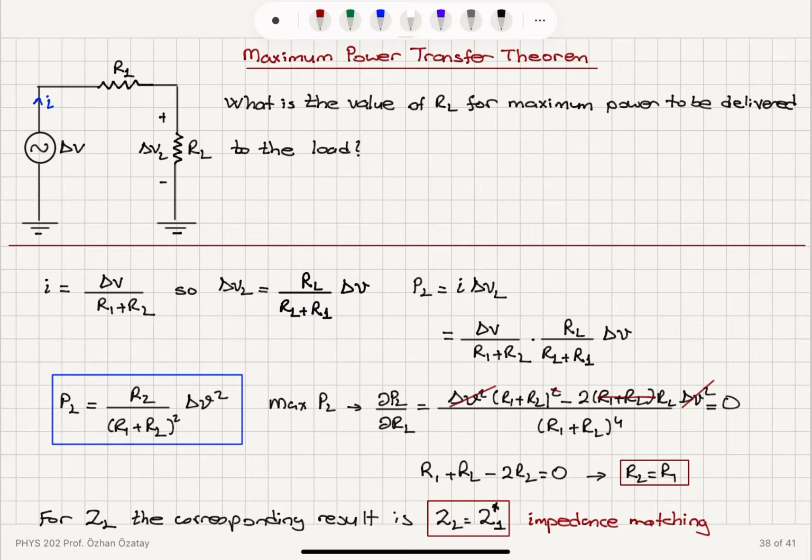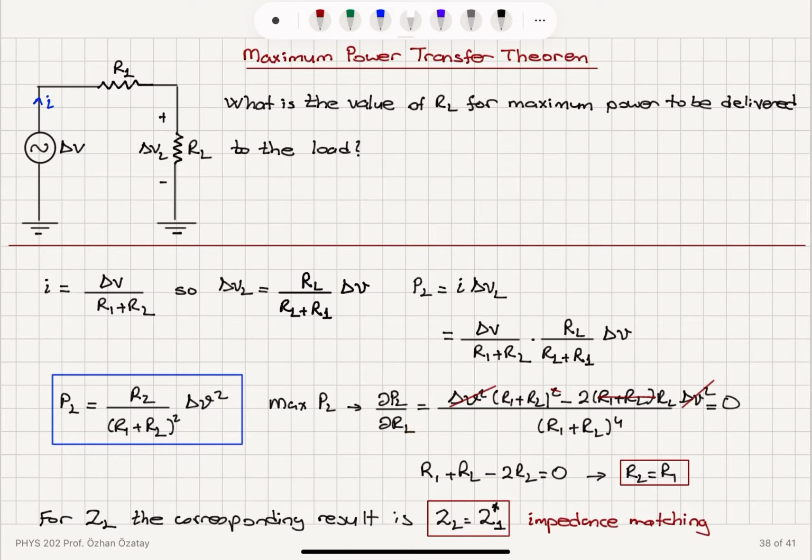The current is basically delta V divided by R1 plus R load, that's the total resistance, multiplied by delta V load, which is R load divided by R load plus R1 times delta V, the input voltage. So you can see that this is delta V square R load over (R1 plus R load) square. So that's the power.